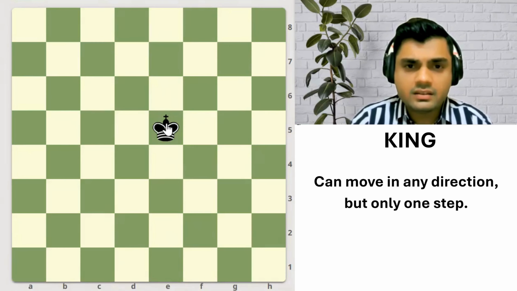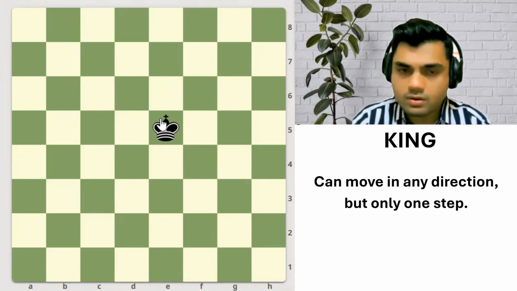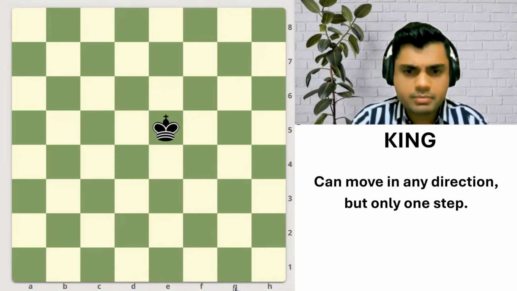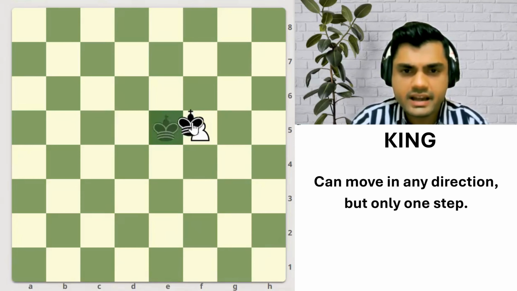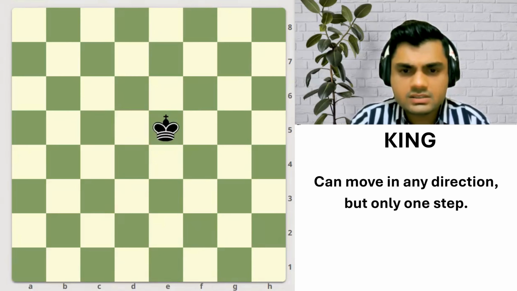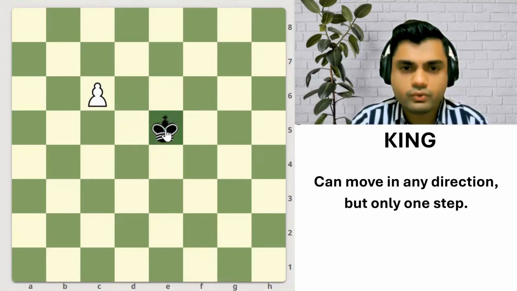Can the king move two steps? No. King can move only one step and in every direction. For example, if there is a pawn here, the king can capture it directly in one move. If the pawn were here, again, king could have captured the pawn directly in one move. Now let us say if the pawn was here, the king cannot capture the pawn in one move. It will need two moves. This is the first move and this is the second move.